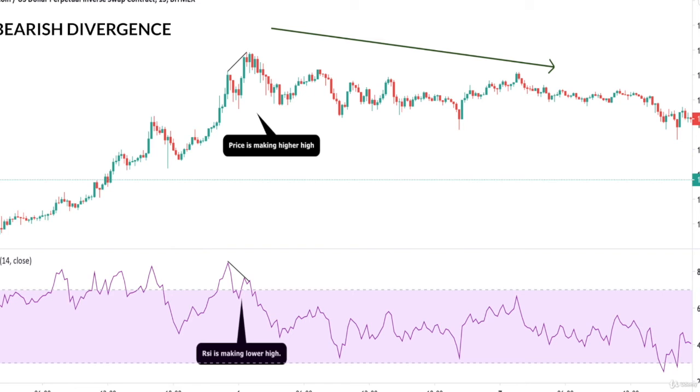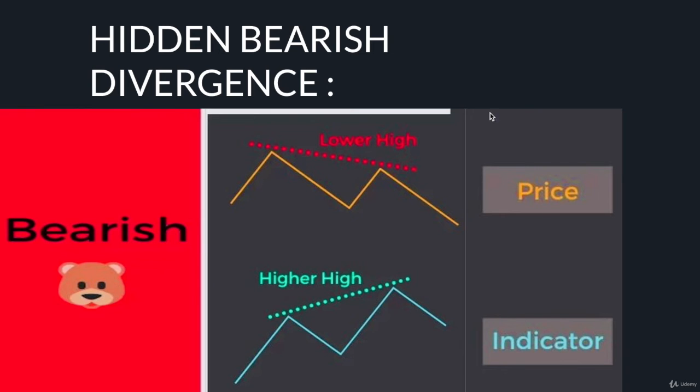Let's move forward to the hidden bearish divergence. This is the hidden bearish divergence. The hidden bearish divergence is the opposite of the bearish divergence. In here, the price is forming lower high and the RSI indicator is forming higher high. As you can see, the RSI is forming higher high.